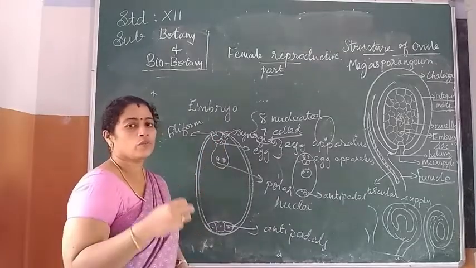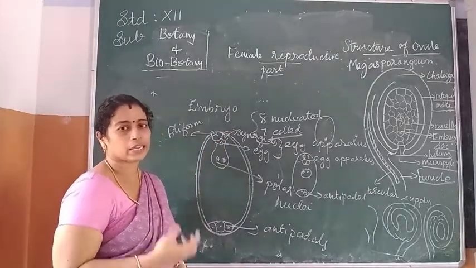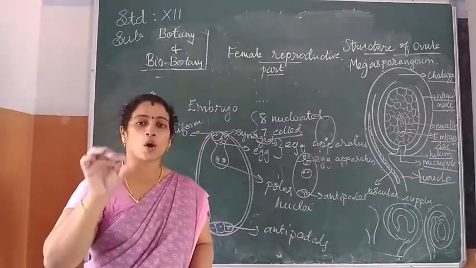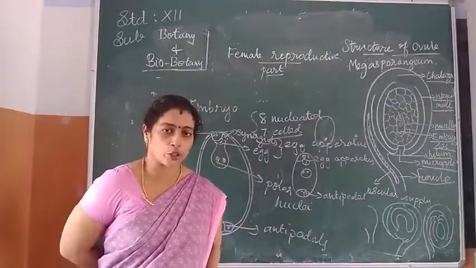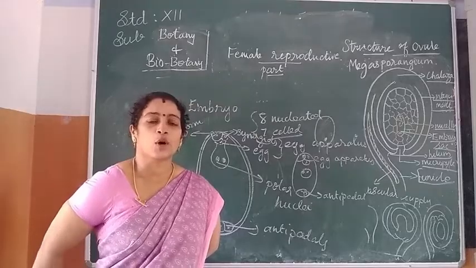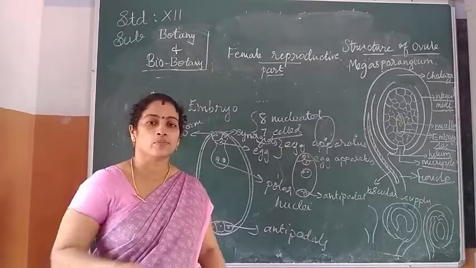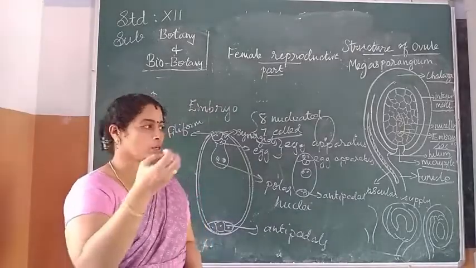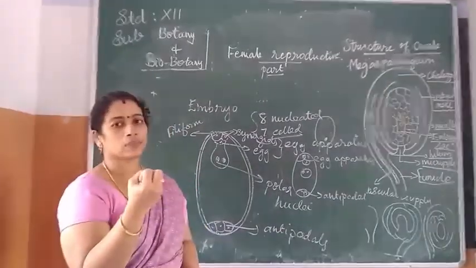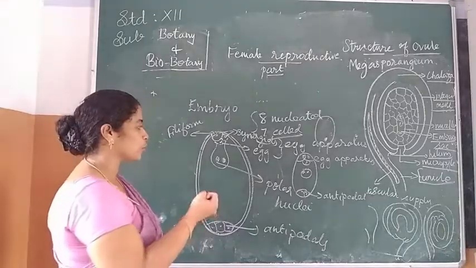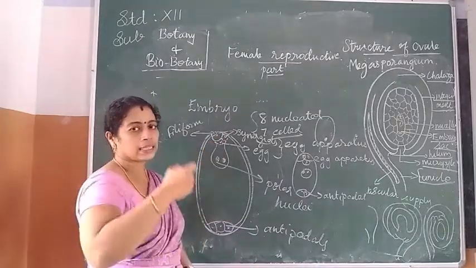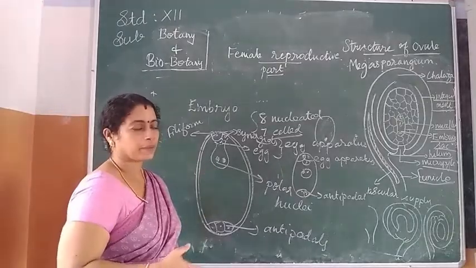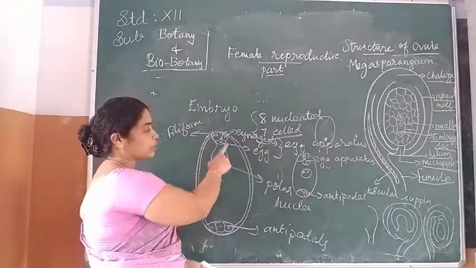The synergids help in the formation of a chemical substance which will attract the pollen tube during the germination of the pollen. During fertilization, pollen tube formation takes place. The growth of the pollen tube happens because of the attraction of this chemical substance, which is produced by the synergids and attracts the pollen tube towards the embryo sac. So these are the functions of synergids.